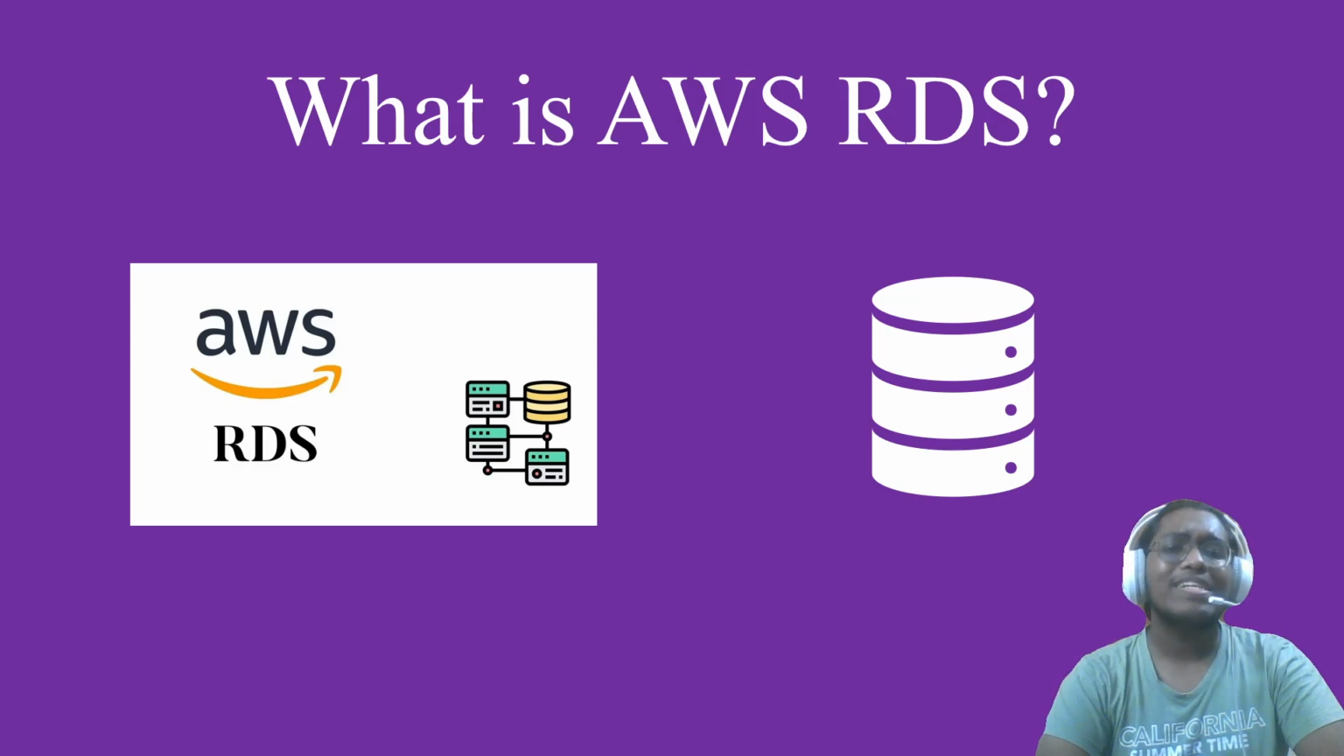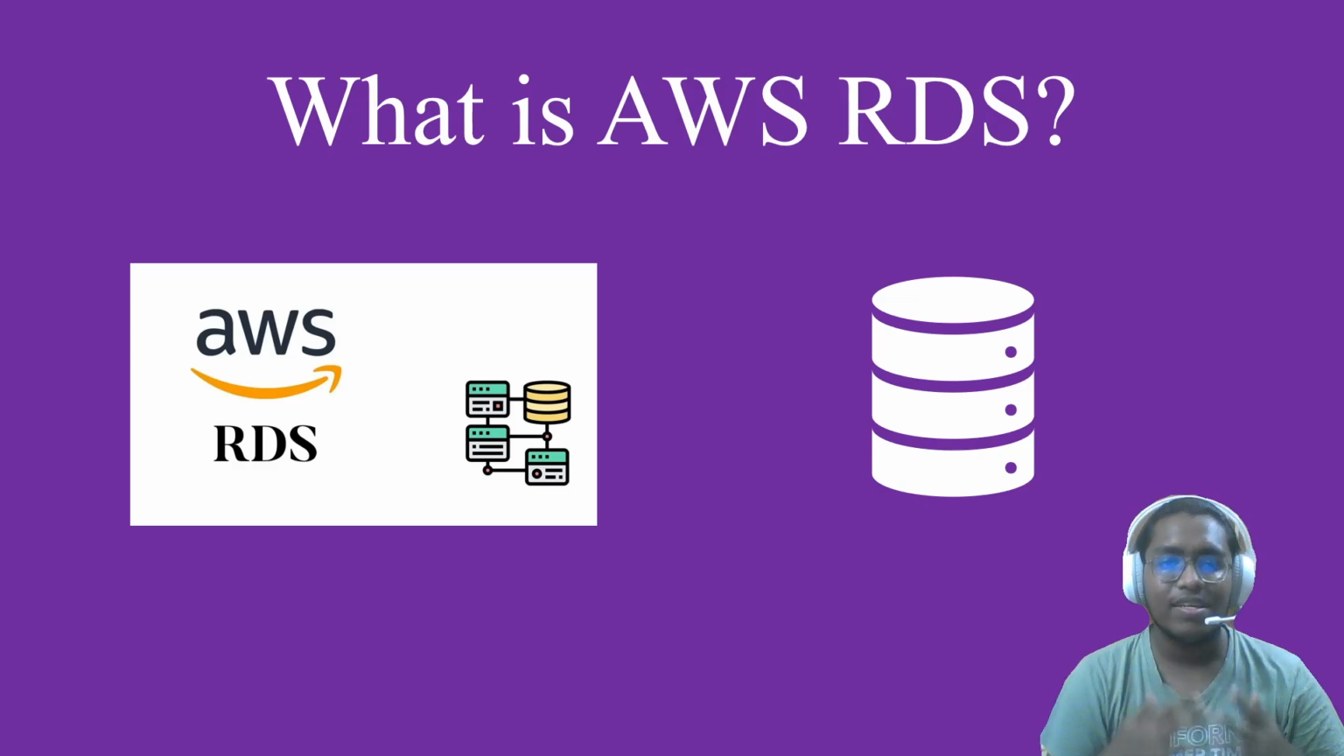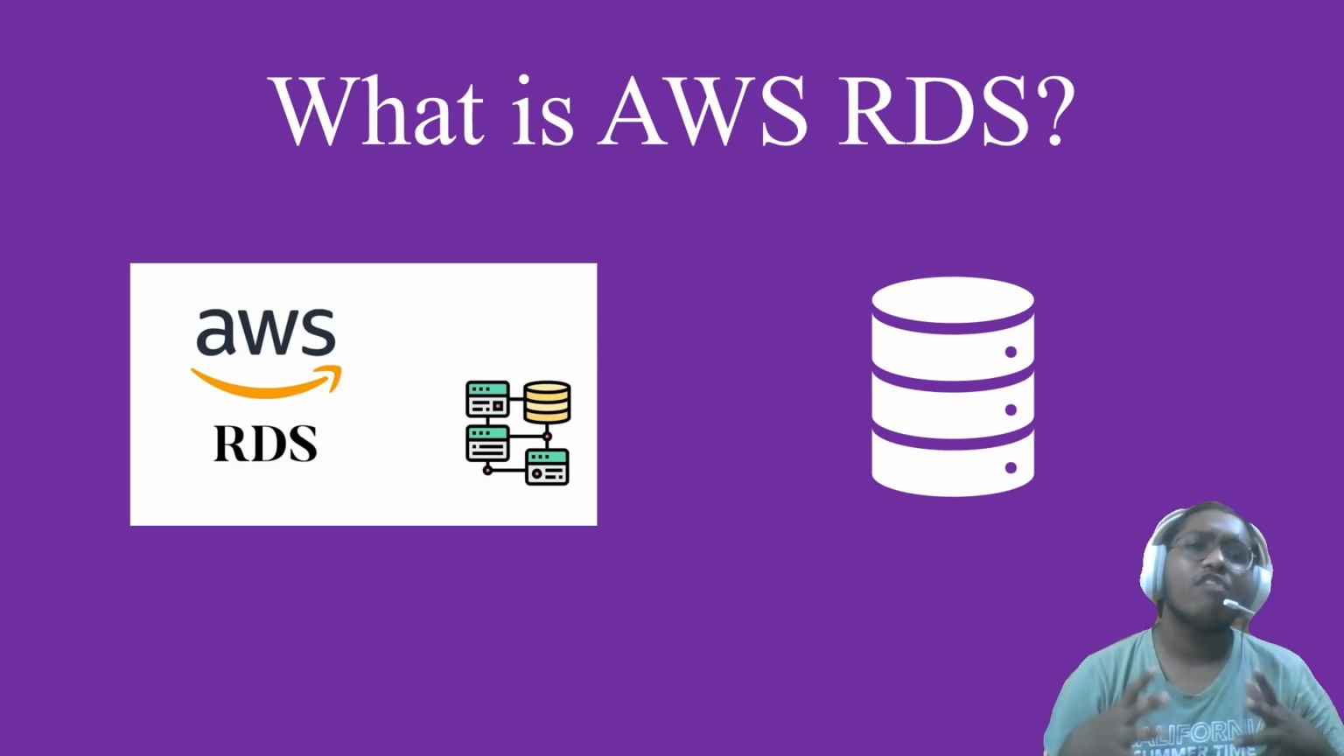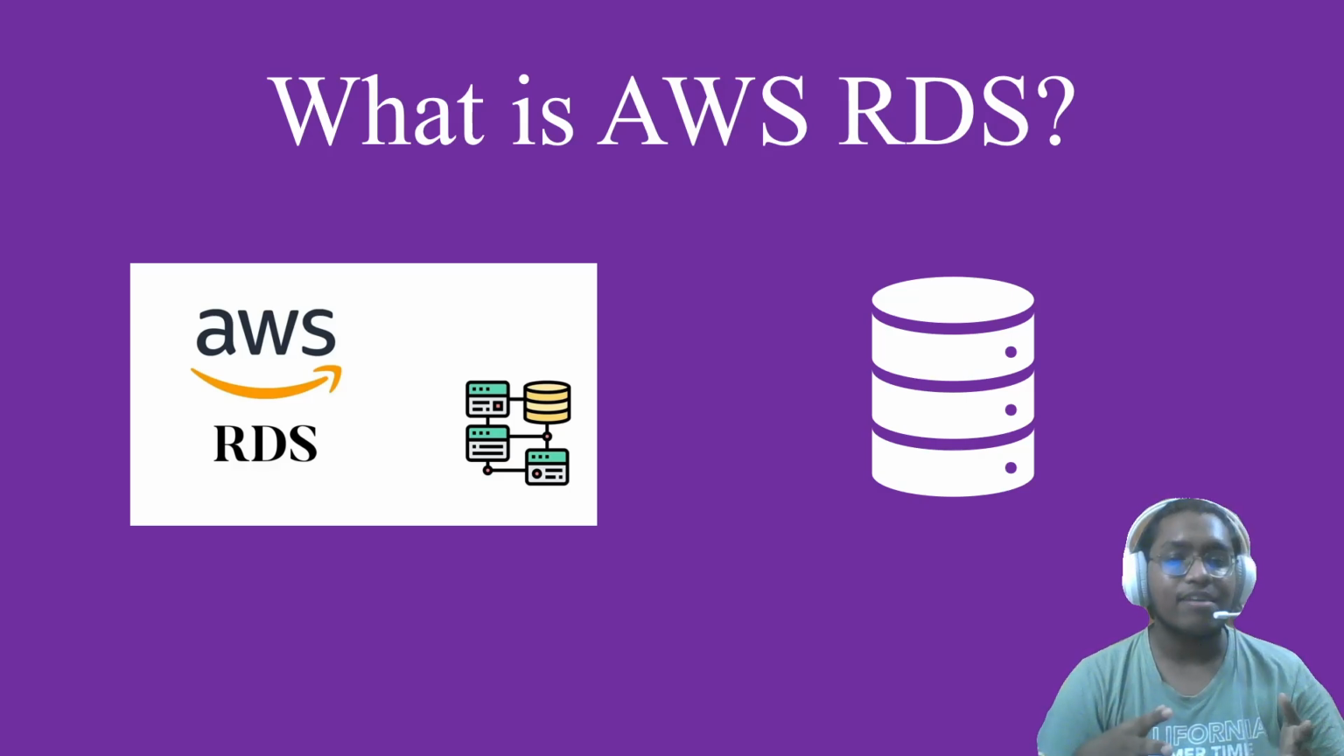So, what exactly is AWS RDS? RDS stands for Relational Database Service, and it's a managed service provided by AWS that makes it easy to set up and scale a relational database in the cloud. In simpler terms, RDS takes care of the heavy lifting of database management, such as backups, patching, and scaling, so you can focus on your applications rather than underlying infrastructure.